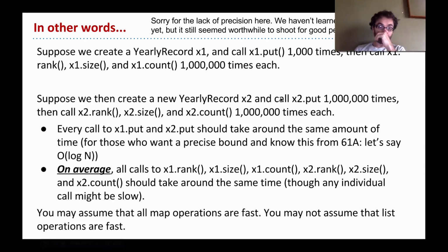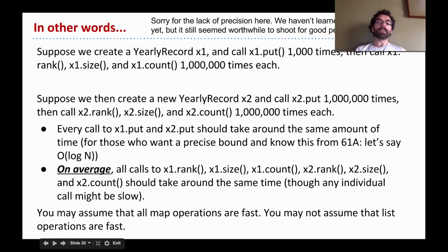And additionally, and this is the bonus extra credit part, but the one you definitely need to make sure you do, because it's been in the spec longer, even though I think it's less important, is that on average, every call to rank, size, and count for either of these data structures should be really quick. So even though this yearly record is a lot bigger than this one, it should be about as fast to call rank, size, and count.